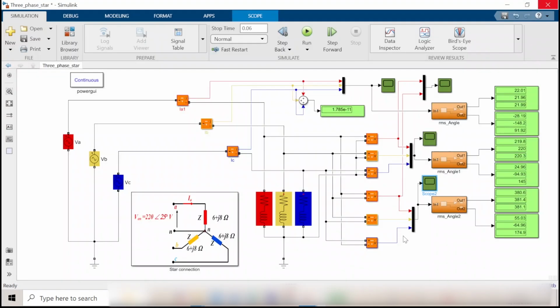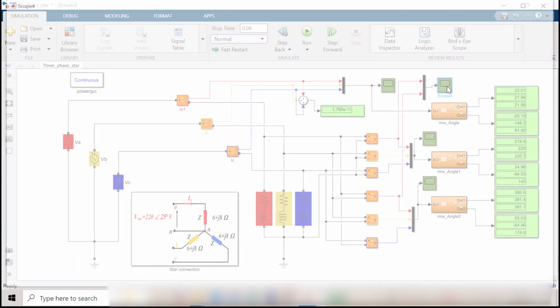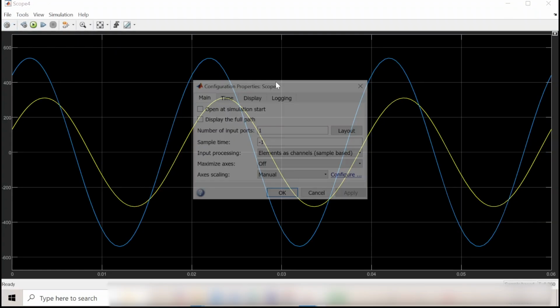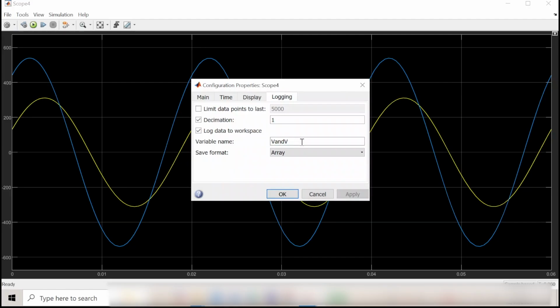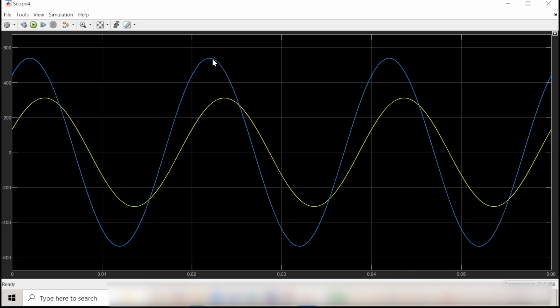So let's go to the MATLAB Workspace to see how we are going to plot something like that one to detect the angles. So if I like to take the waveforms to the MATLAB Workspace, I'm going to click on the scope here, click on this gear, logging, choose any name you like. I choose here VMV because that one is phase voltage and line voltage. And then for the format, you are going to choose array. Apply. Okay.